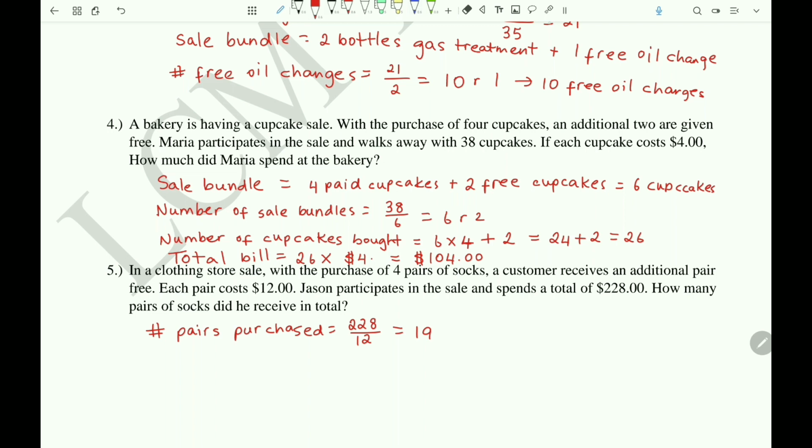Now the sale is, if you purchase 4 pairs of socks, you're going to receive 1 additional pair free. So your sale bundle is going to be equal to 4 paid pairs plus 1 free pair. And that gives us 5 pairs of socks in total.